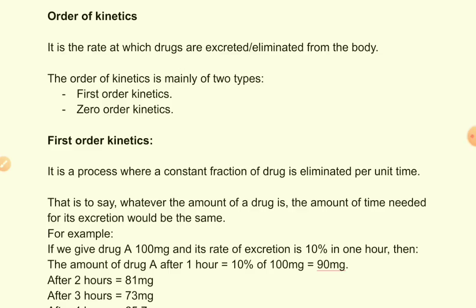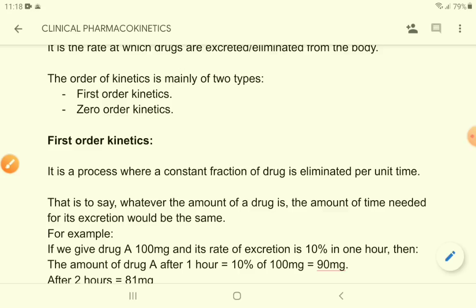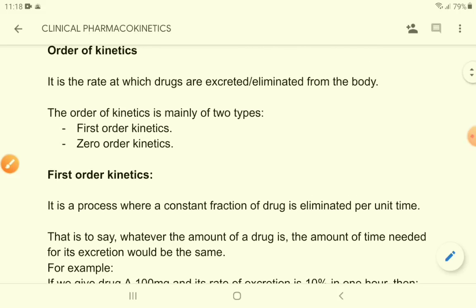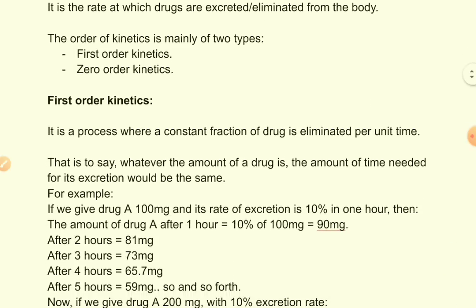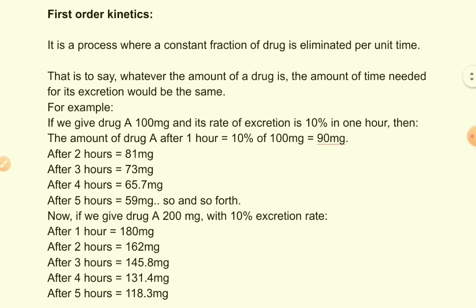Okay, so what is order of kinetics? It is the rate at which drugs are excreted or eliminated from the body. And order of kinetics is mainly of two types: first order kinetics and zero order kinetics. Now what is first order kinetics? It is a process where a constant fraction of drug is eliminated per unit time.